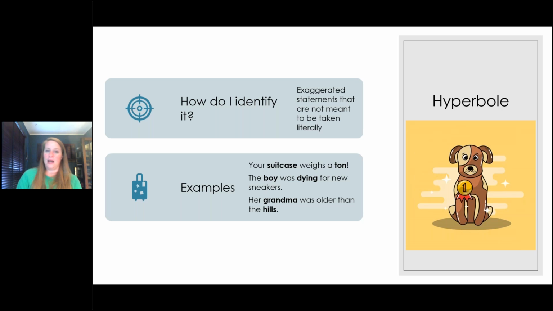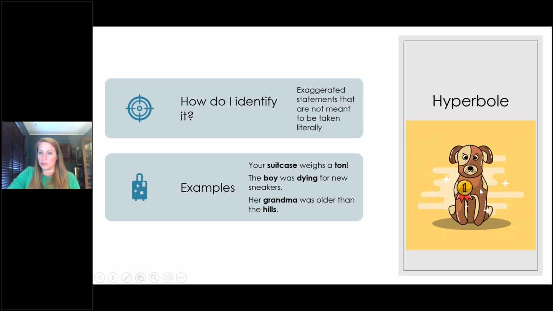And lastly, kind of a joke: her grandma was older than the hills. Hills being a geological structure, probably millions of years old. Grandmas don't live that long. We wish they did, but they don't typically. So using this exaggeration of saying her grandma was older than the hills is an exaggerated joke that her grandma is quite old.